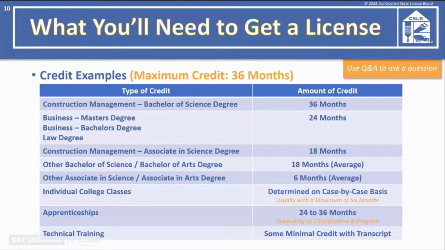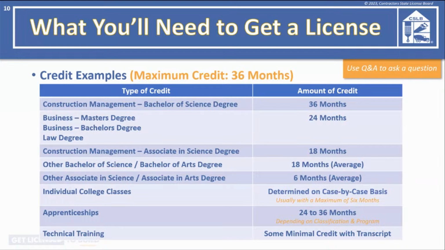The most credit you can get is for a Bachelor of Science degree in construction management. That degree will get you the full 36 months of credit. Next is a master or bachelor degree in business or law degree. Any one of those will get you 24 months of credit.